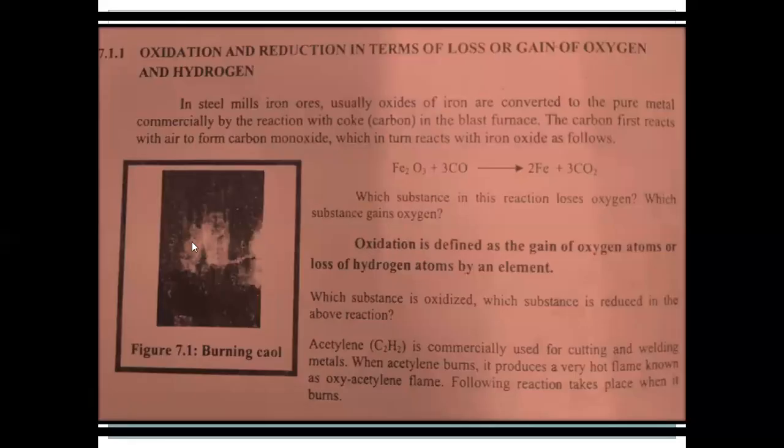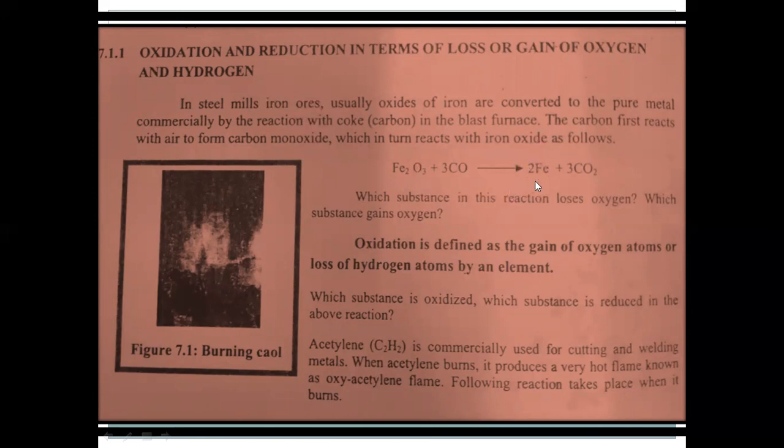Let us see some examples to understand these processes. First example is steel mill. In steel mills, iron ores. Ore, you know, is the impure form of the mineral, or in this case the impure form of iron. This is called iron ore. The formula is ferric oxide. It is also called hematite, which is the impure form of iron. And we need pure form of iron.